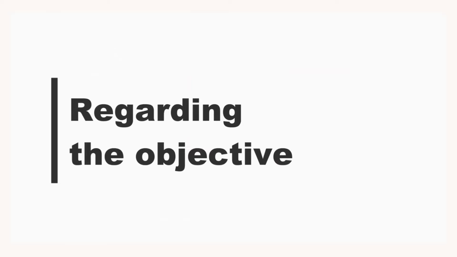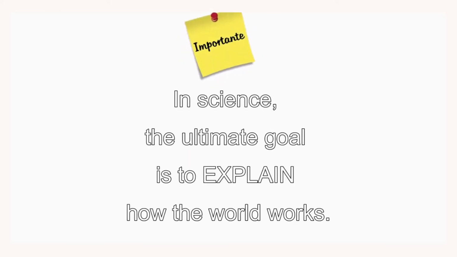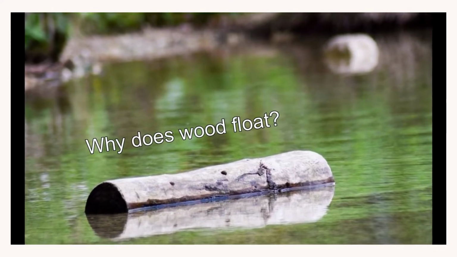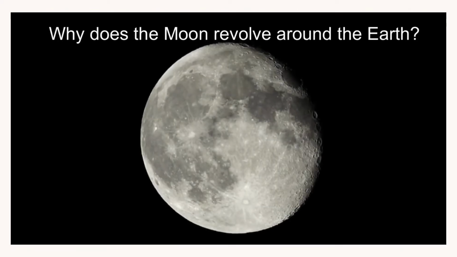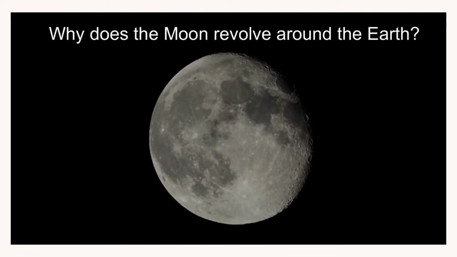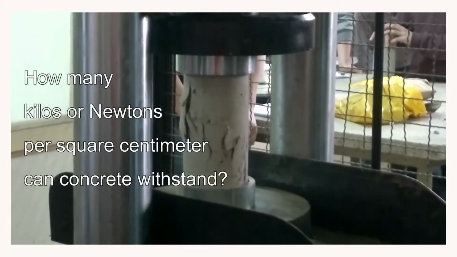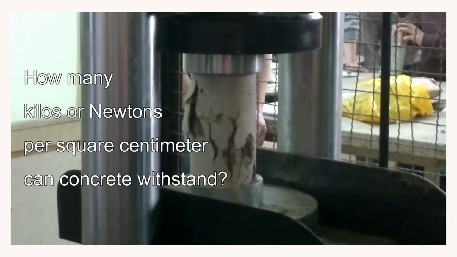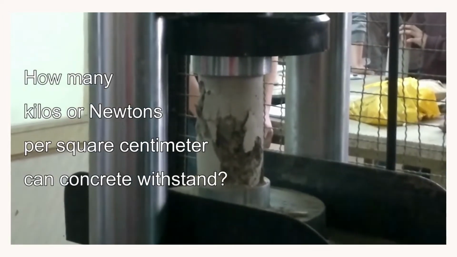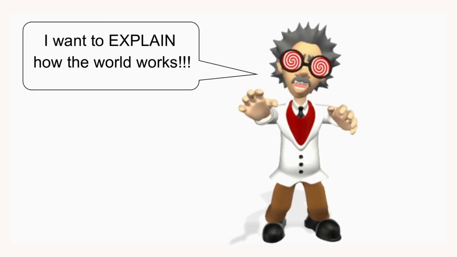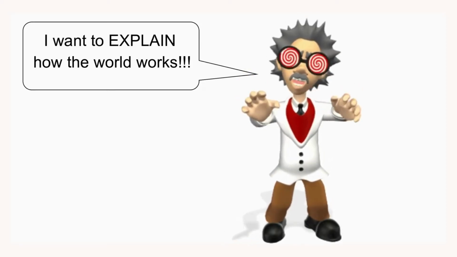Regarding the objective, in science, the ultimate goal is to explain how the world works. Why does wood float? Why does the moon revolve around the Earth? How many kilos or newtons per square centimeter can concrete withstand? These questions are examples of the type of work done by scientists. The motivation of the scientist is to explain these types of phenomena.